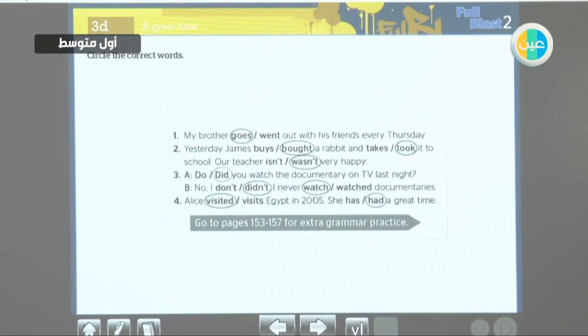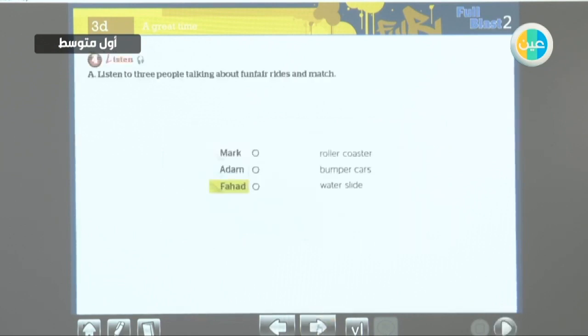Okay. Let's move to listening. You are going to listen to 3 people talking about funfair rides and you are going to match. This is Mark, Adam, and Fahad. And these are 3 kinds of rides: roller coaster, bumper cars, water slides.